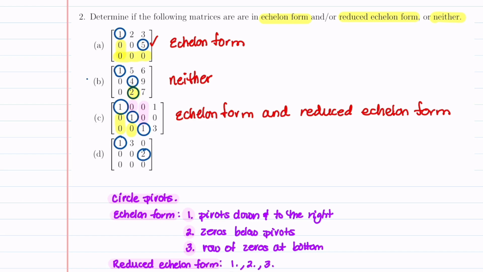Let's look and see if we have zeros below our pivots. We have 0 here and here, so we do. We have zeros below our pivots. Now let's check for zeros above our pivots. We have a 0 above our pivot.